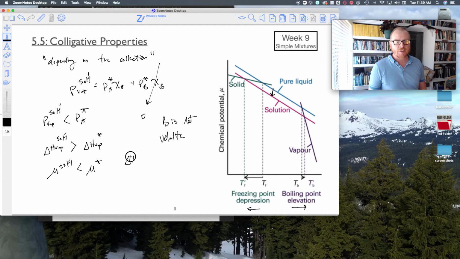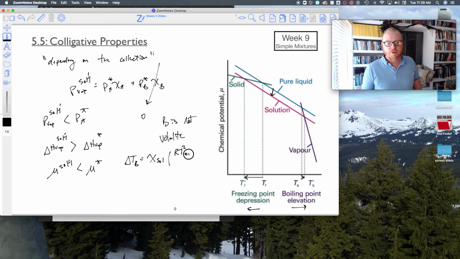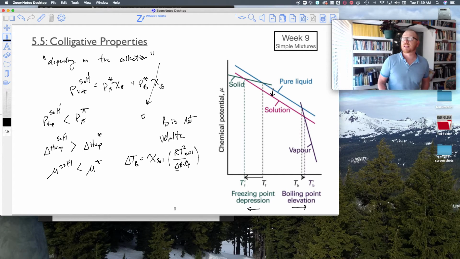And so we can write delta T, so the change in the boiling point, okay, that's equal to chi, the mole fraction of the solute, times the constant. I was going to use KB, but we used K for Henry's law, so I'm just going to write it out directly. It ends up being R times T boil squared, so the boiling temperature squared, divided by the delta H of vaporization of the pure liquid. And so all of this right there gives us the boiling point elevation constant, okay?